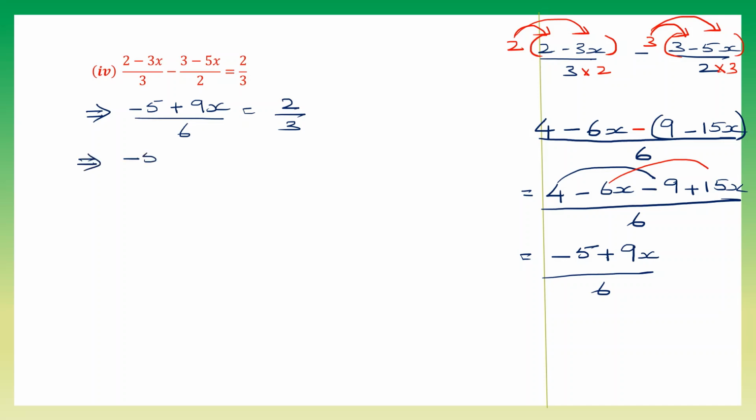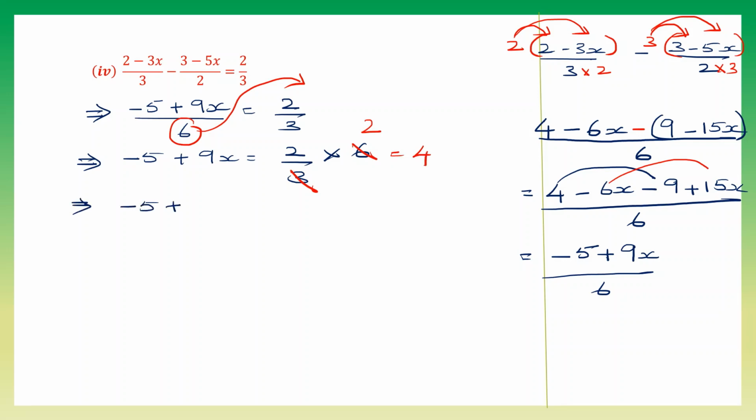Now minus 5 plus 9x is equal to 2 by 3 into 6. We have transposed 6, which is division here, from the left hand side to the right. Now we can cancel something here. 3 2s are 6. So 2 2s are 4. So here what do we have? We have minus 5 plus 9x is equal to 4.